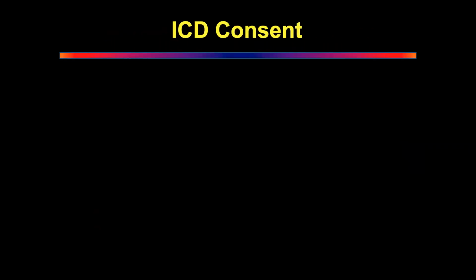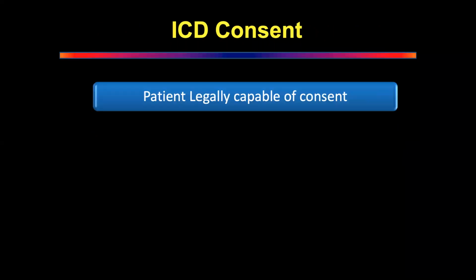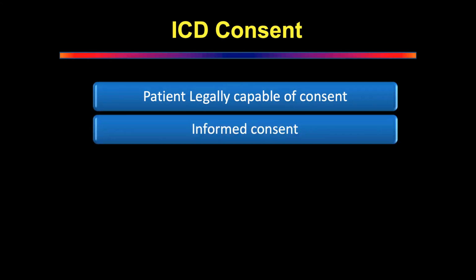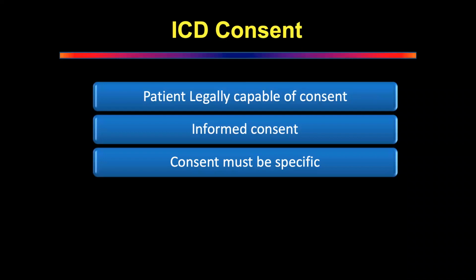Okay. So continue with the consent. We said the patient should legally be capable of consent. Agreed? We said the consent should be informed. That means you have to discuss the risks, pros and cons. The consent must be specific only for that procedure. You cannot do anything more than what is asked for. You cannot do a second procedure if you have consent for one procedure.